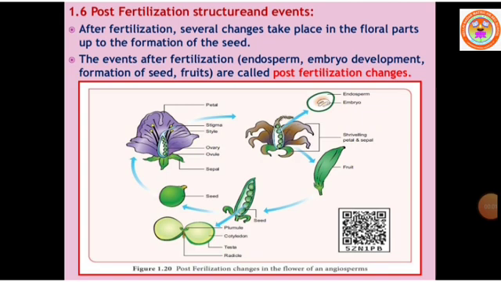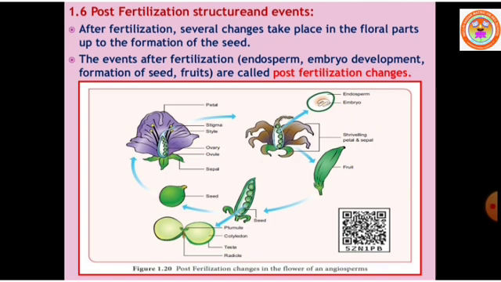Good morning children. Today we are going to continue the most important part in the events of fertilization, that is post-fertilization structure and events. So what will happen after the fertilization? You already studied in lower standards: ovary becomes fruit, ovule becomes seed, sepals and petals dry and fall off, stamens will dry and fall off. All these things definitely will happen if fertilization is successfully completed.